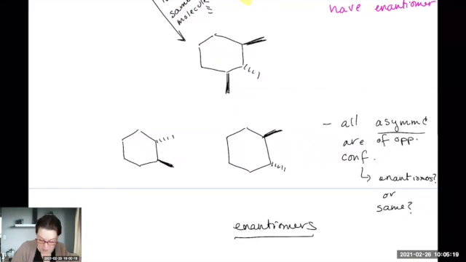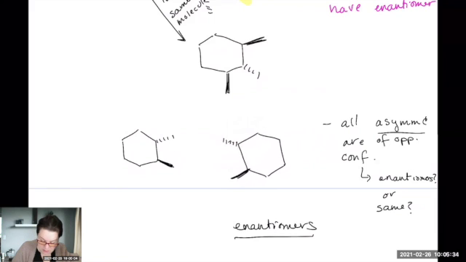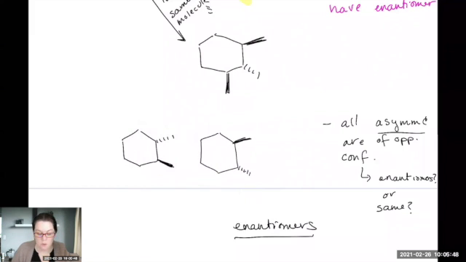Okay, if I were to try to superimpose these two, can you see how they don't superimpose on each other? The wedges and the dashes don't line up. If I rotate it like this, you can see that these are mirror images that are not superimposable. So those are enantiomers.